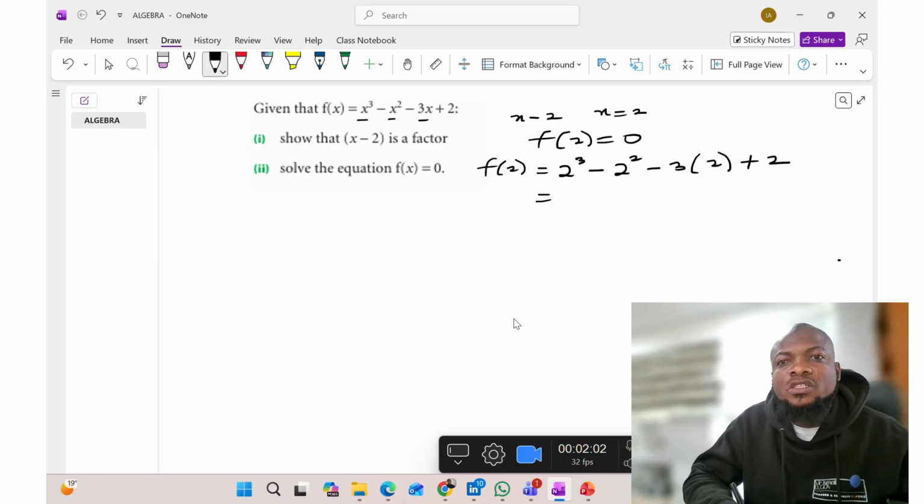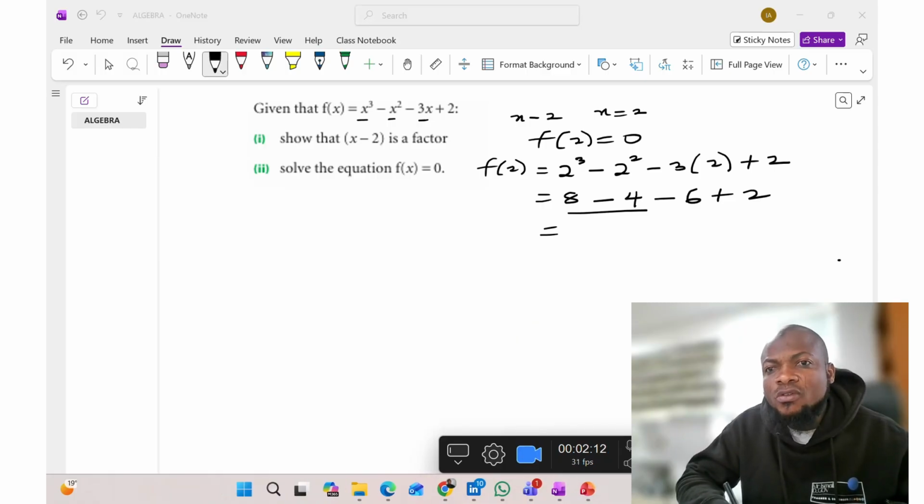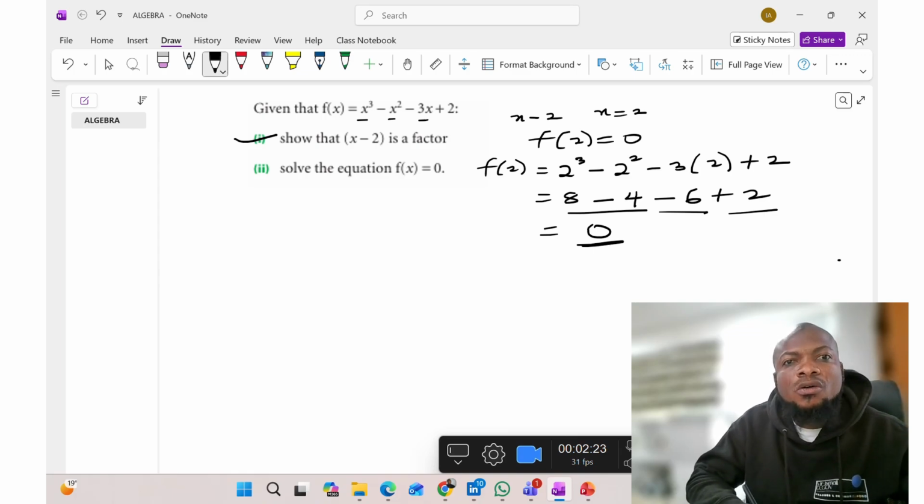Okay, so this is 8 minus 4 minus 6 plus 2. 8 minus 4 minus 6 plus 2 should be what? So 8 minus 4 is 4. 4 minus 6 is minus 2, plus 2 is 0. So which proves that x minus 2 is a factor. Okay, so the question answer is: solve the equation f of x is equal to 0.